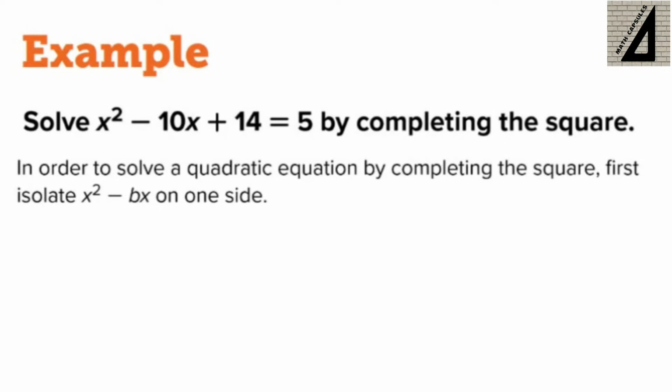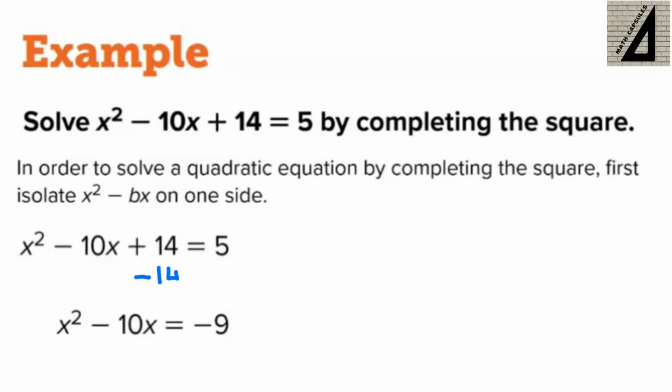Before the steps, in order to solve a quadratic equation by completing the square, we first isolate x squared minus bx on one side. So, if this is the original equation, we're going to subtract 14 from both sides to make it x squared minus 10x equals negative 9.